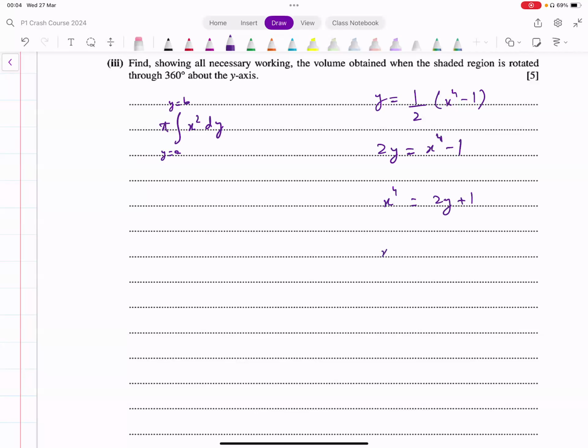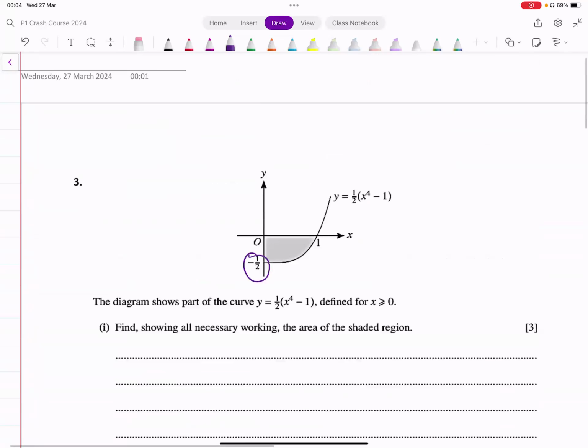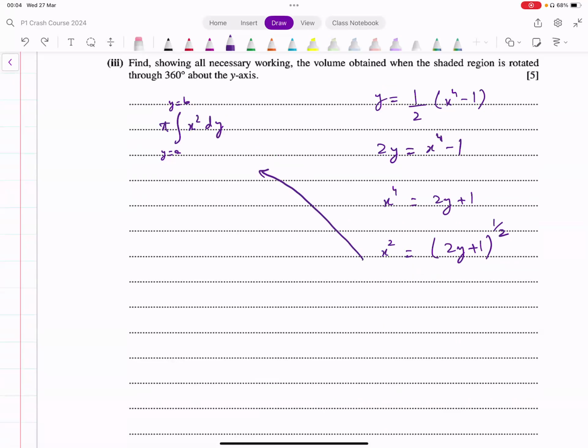Then it takes square root on both sides, and that will give you x squared equals 2y plus 1 whole raised to the power 1 over 2. This is what you would input here. Input the limits of the y-axis in this case. The limits will be minus 1 to 0 in this case. And you can just integrate, input those limits, and find the volume obtained.